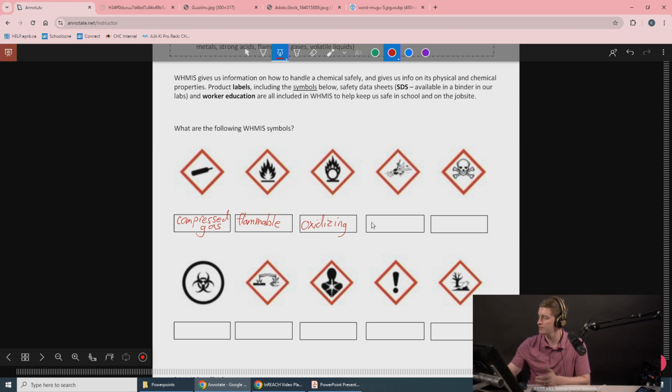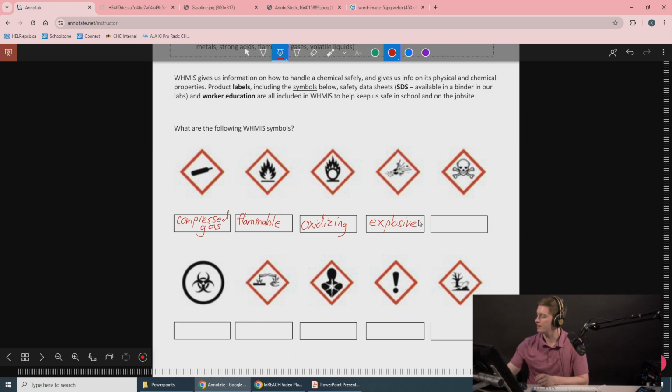This next one here, these are explosive. This is often referred to as the explosive bomb symbol. These are materials that can cause a rapid explosion, expansion of gas.